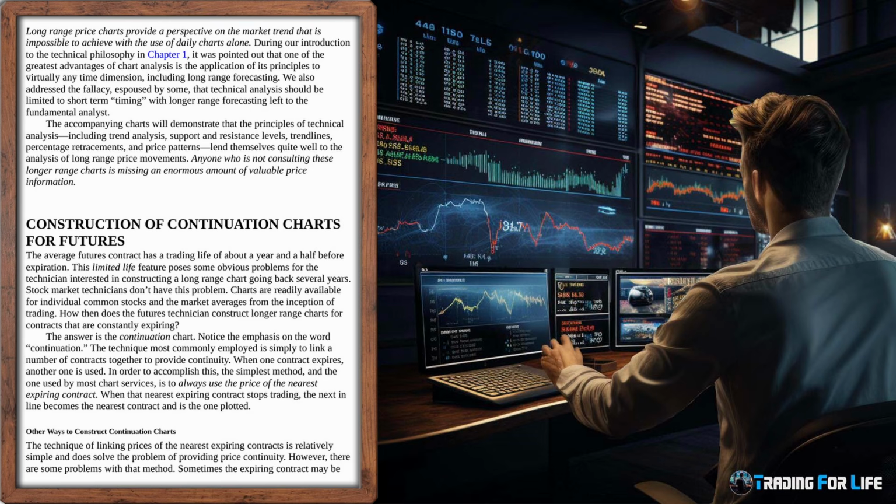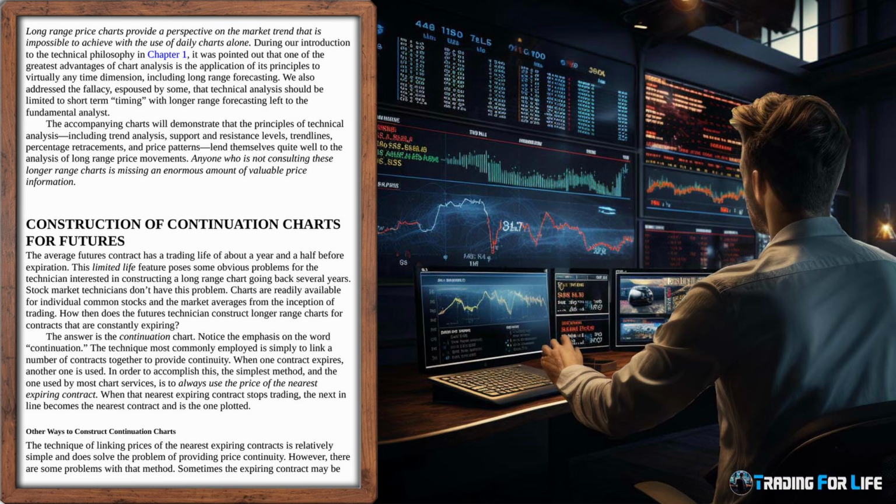We also addressed the fallacy, espoused by some, that technical analysis should be limited to short-term timing, with longer-range forecasting left to the fundamental analyst. The accompanying charts will demonstrate that the principles of technical analysis, including trend analysis, support and resistance levels, trend lines, percentage retracements, and price patterns, lend themselves quite well to the analysis of long-range price movements. Anyone who is not consulting these longer-range charts is missing an enormous amount of valuable price information.